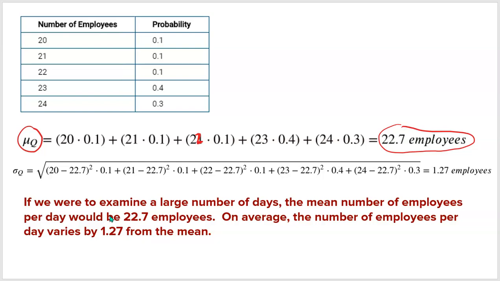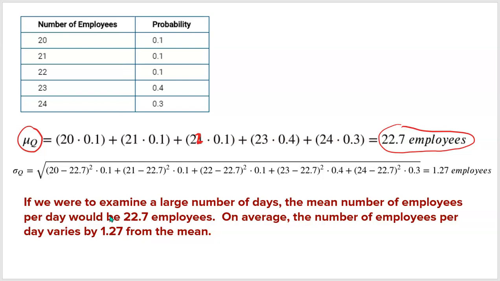Now, please understand this, just like LeBron James. He might average 27.2 points a game, but that's literally impossible for him to do. It's an average, right? It's what we expect, but we know it's not going to happen because he can't score 27.2 points. Same thing here. You can never have 22.7 employees. It's an average. It's a mean of many days. It's just an average. And notice how it favors, right? It's closer to 23 because, again, 23 and 24 are much more likely.